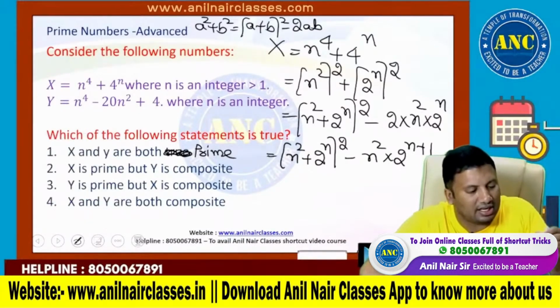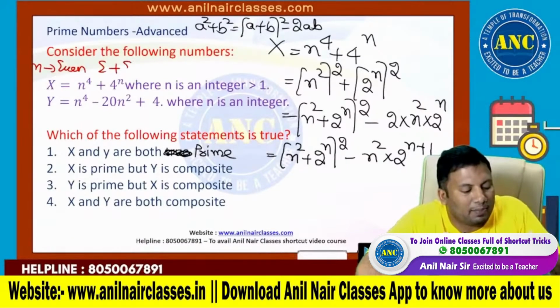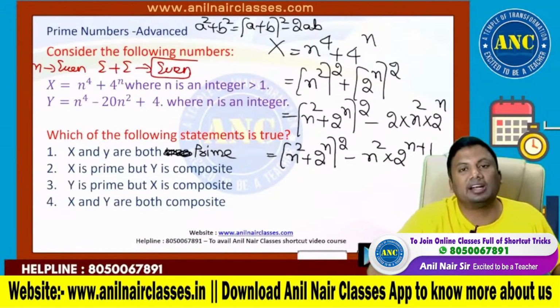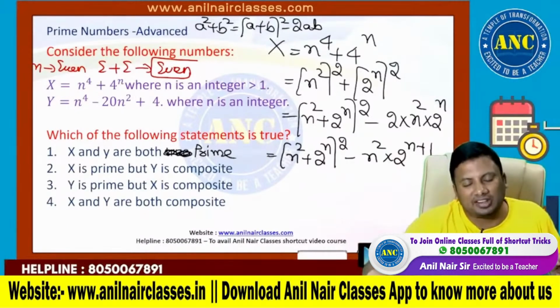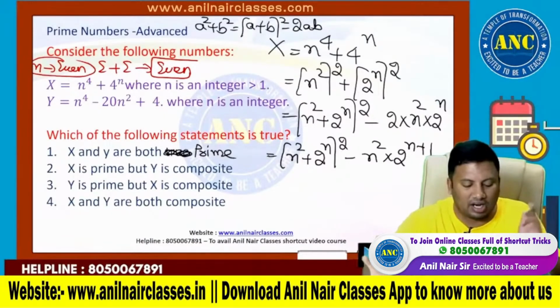If n is an even number, even power of any number is even, and even plus even is even. The right hand side is an even number. Other than 2, all the prime numbers are odd. N is even, so it is not possible.